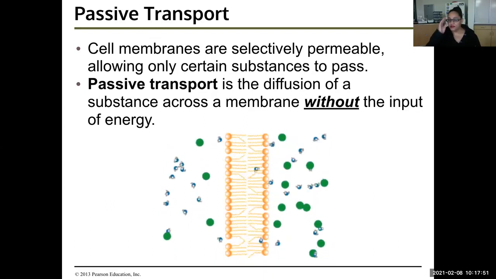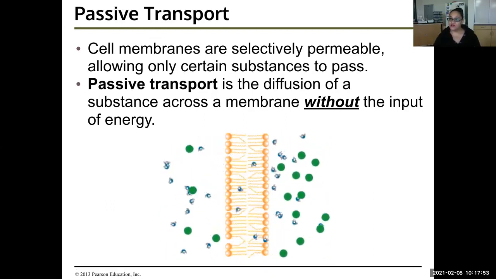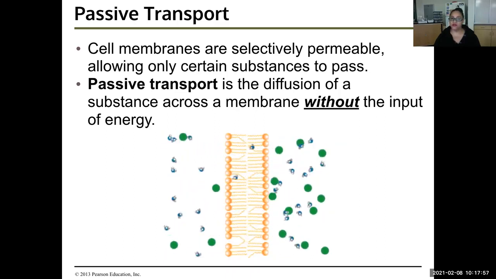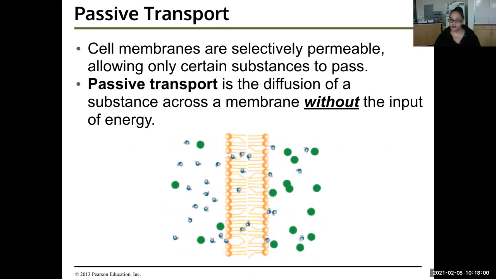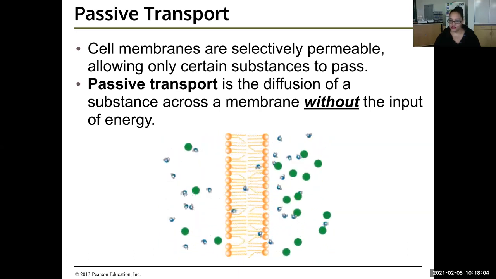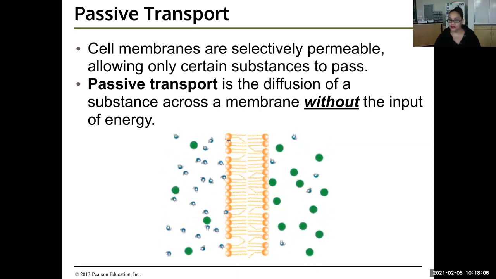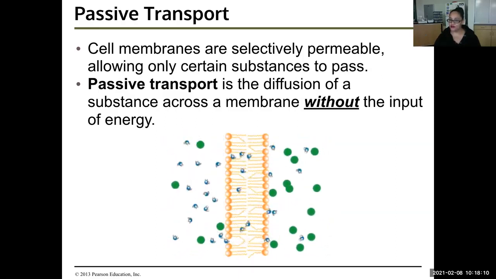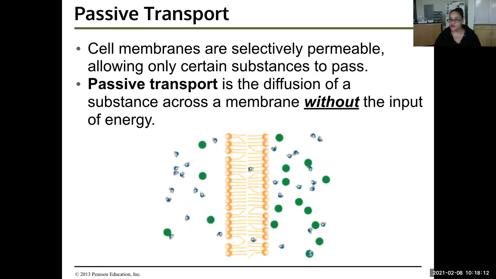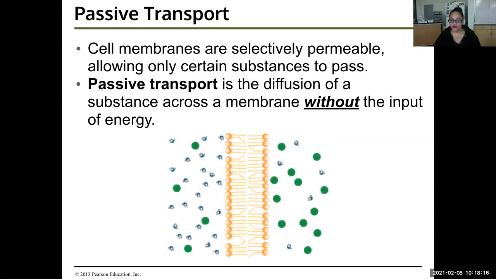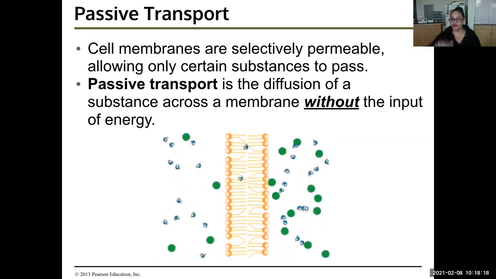Passive transport. Cell membranes are selectively permeable, only allowing certain substances to pass. Passive transport is a diffusion of a substance across a membrane without the input of energy. So you can see in the picture, there's a membrane in the middle. And the tiny little molecules, which are likely water, just kind of float through. And it mainly has to do with size. They're small enough to get through, so they don't need an open doorway. They just can go straight through the phospholipids.